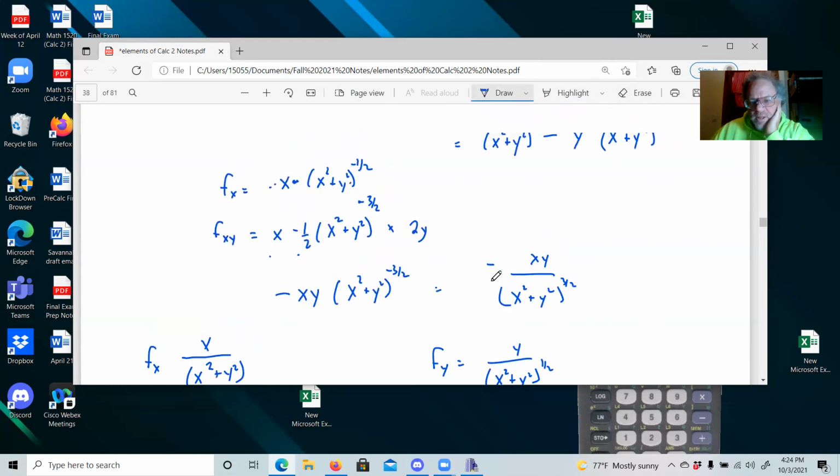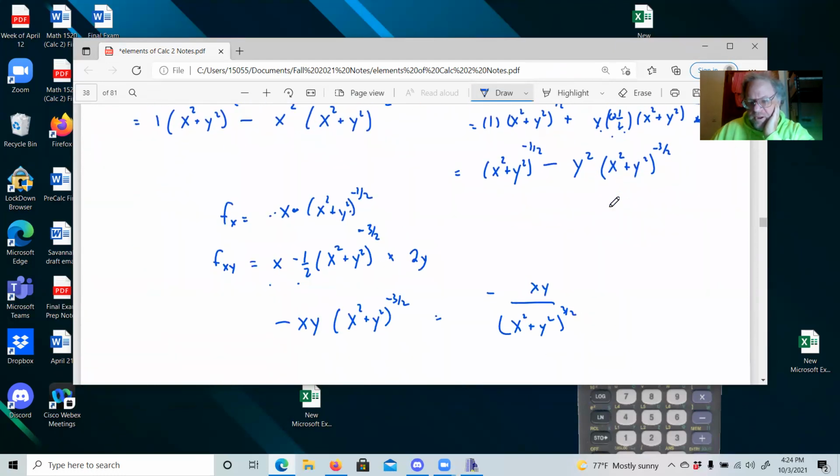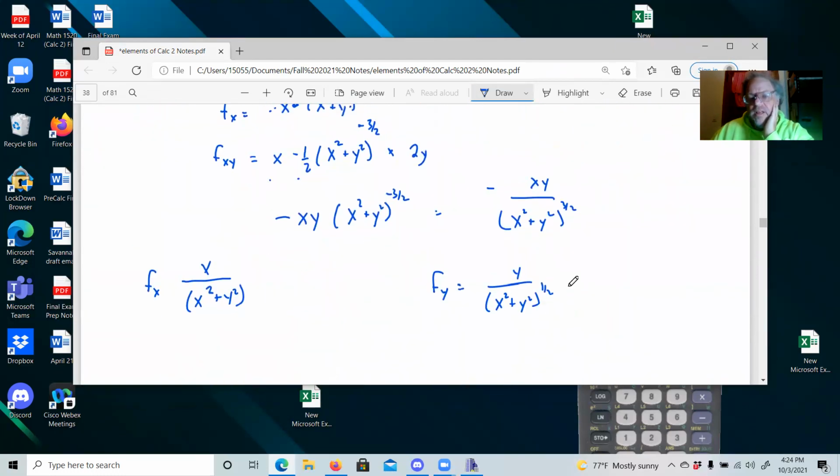There we go. All right, so again, taking a look back all the way here, we have a y over x squared plus y squared to the 1/2 power. What are we going to do with this? We're going to set these equal to 0. How do we solve rational functions? Well, the first thing we do is multiply by the denominators to make sure that they're not rational functions.